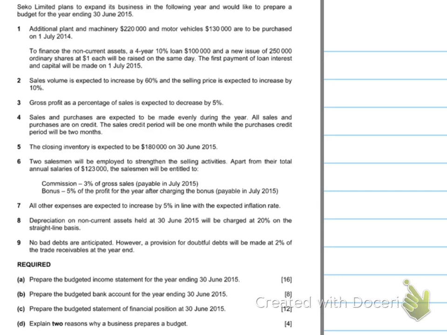To finance the non-current assets, a 4-year 10% loan of 100,000 and a new issue of 250,000 ordinary shares of $1 each will be raised on the same day. The first payment of loan interest and capital will be made on 1st July 2015, which means in the next year. So the interest payment will be accrued for the year July 14 to June 15.